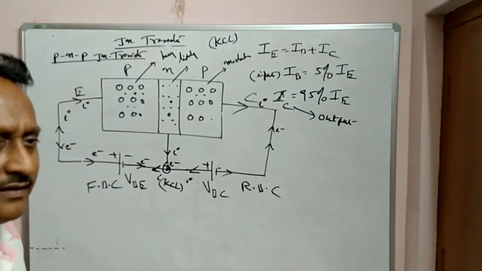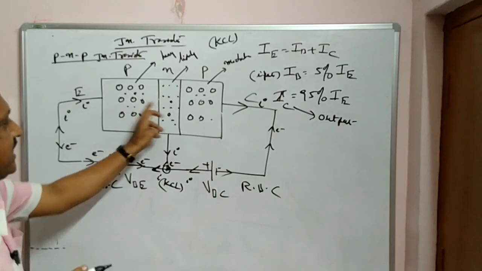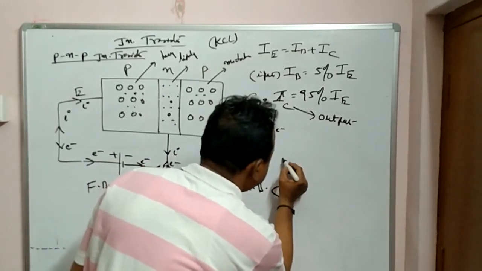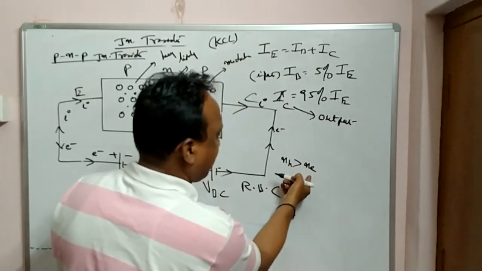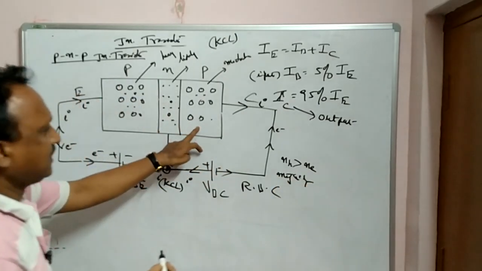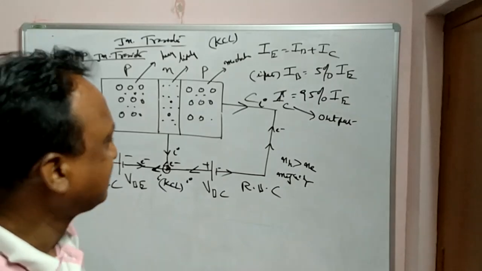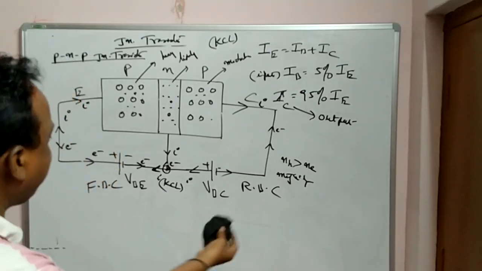Clear? So in this fashion, majority are holes, so here also the majority are holes and the minority are electrons. Clear, right? Now let us go to the next one.